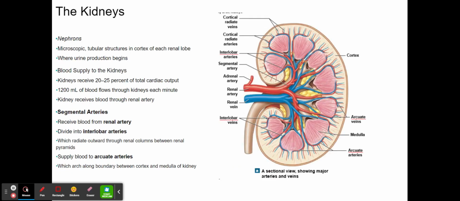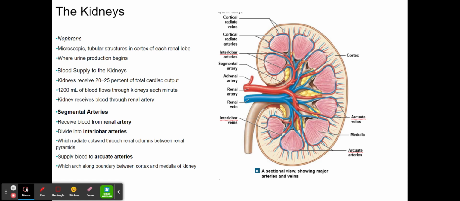Urine production begins in microscopic tubular structures called nephrons in the cortex of each kidney lobe. Each kidney has about 1.25 million nephrons with a combined length of about 145 kilometers. The kidneys receive about 20 to 25% of the total cardiac output. In normal, healthy people, about 1,200 milliliters of blood flow through the kidneys each minute, a phenomenal amount of blood for organs with a combined weight of less than 300 grams or so.